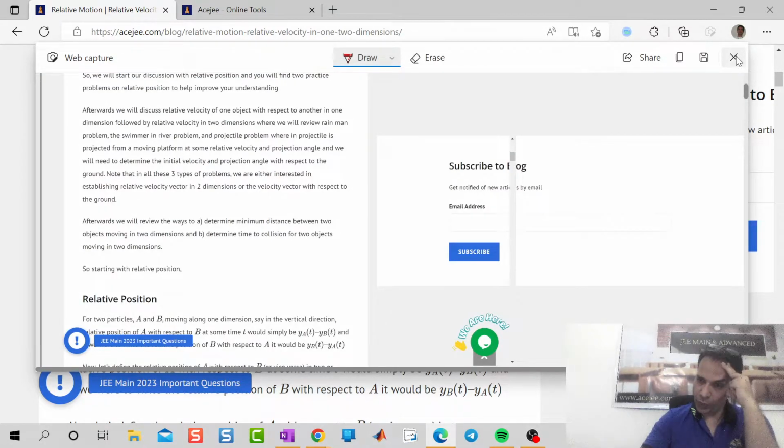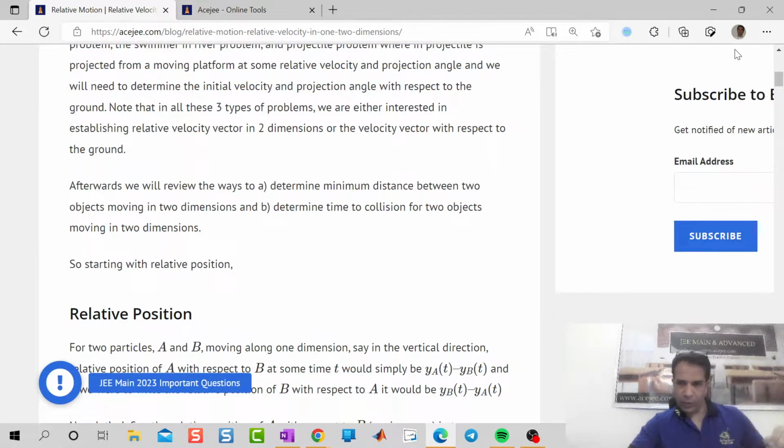Okay, that's not what we wanted. Something has gone wrong here. Give me a second. I think this is zoomed in.